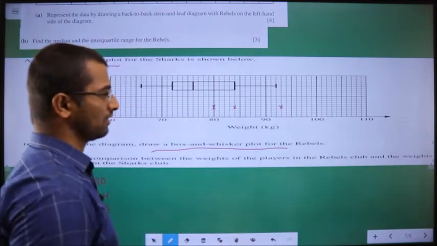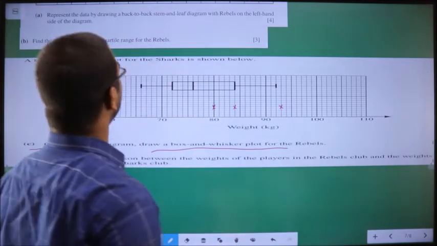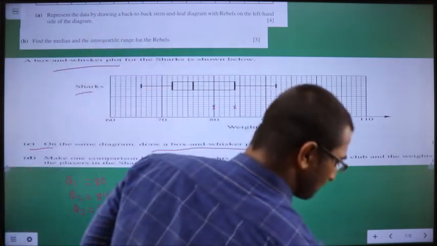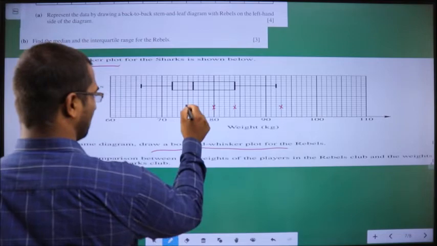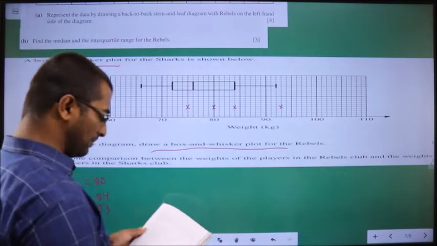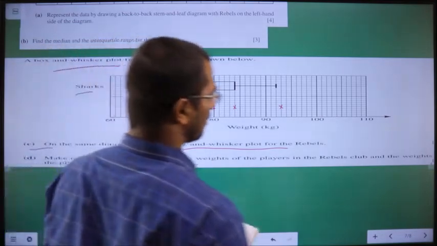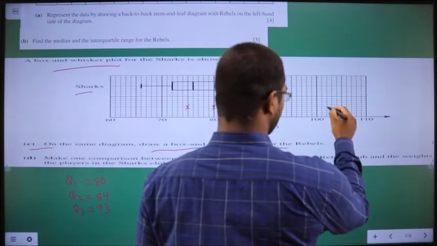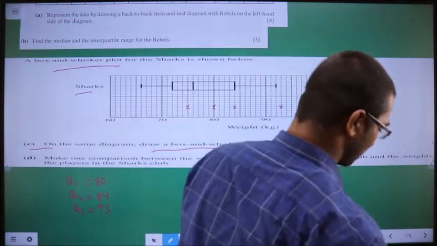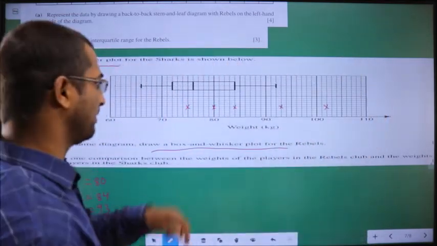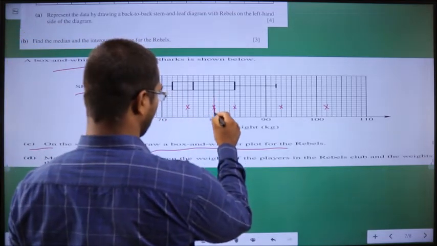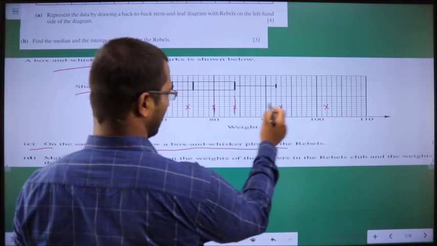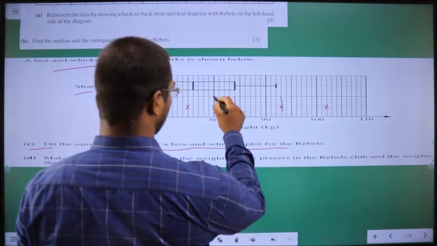And minimum for the Rebels is 75, so 75 will be over here. And maximum for the Rebels is 102, so 102 is over here. So for the box and whisker, at Q1 draw a line, at Q2 draw a line, at Q3 also draw a line and join them.